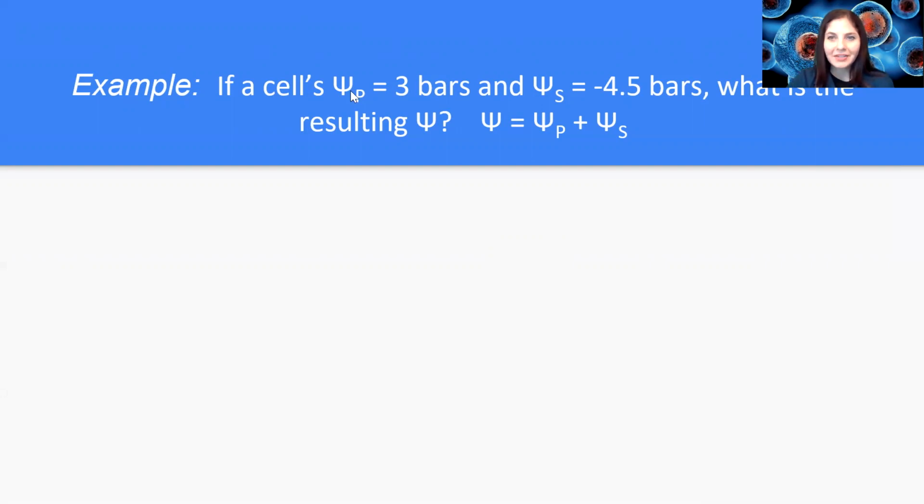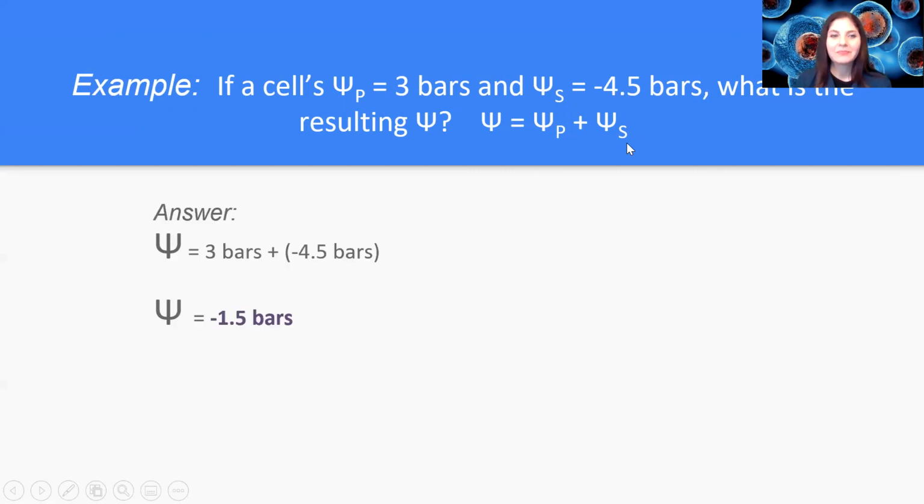So you are given this scenario. If a cell's pressure potential is 3 bars and the solute potential is negative 4.5 bars, what is the resulting water potential? Again, you'll have your equation. Water potential is equal to the pressure potential plus the solute potential. So water potential is equal to our pressure potential, which was 3 bars, plus our solute potential, which was negative 4.5 bars. So our water potential for this scenario would be negative 1.5 bars.